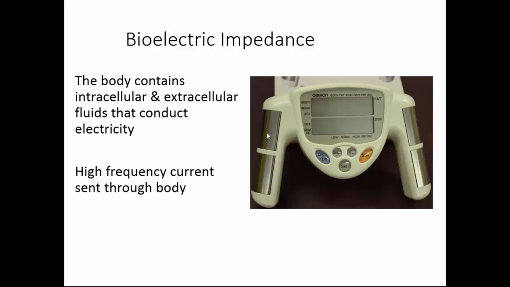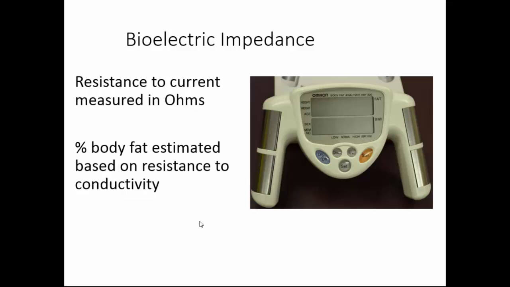And the way that works is, if you have more muscle, the muscle cell has more water than the fat cell. And so there's less resistance to the current. So the current flows more readily. If you have more fat, then there's less water and there's more resistance. And this resistance to the current is measured in ohms. Percent body fat is estimated from that resistance and that ohm level. And that's the way that this procedure works.